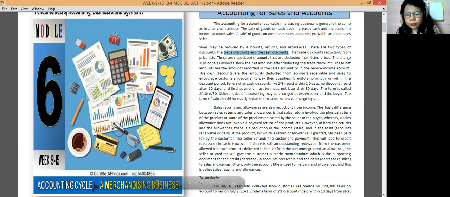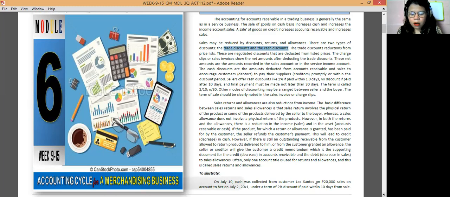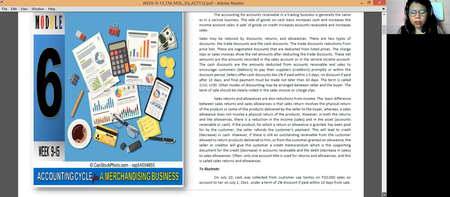Okay? So, proceed tayo. For illustration, ito yung illustration natin pagdating sa pag-journalize ng merchandising business. So, on July 10, cash was collected from customer Leah Santos on 20,000 sales on account to her on July 2, 20X1. Under a term of 2% discount, it paid within 10 days from sale. Okay? So, inabil niya yung 2/10, which is magkakaroon ka ng 2% discount pag binayaran mo within 10 days. So, inabil siya ni Leah Santos.